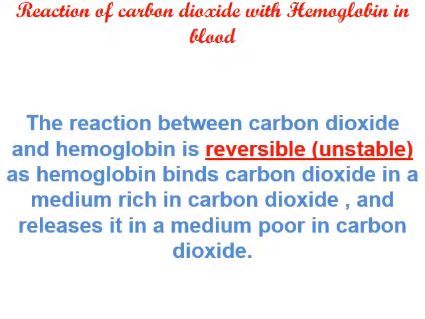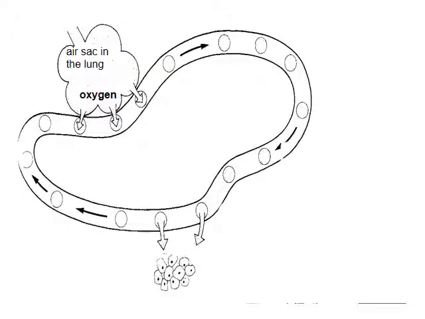So, as we said, the reaction is reversible, meaning that it's unstable, where hemoglobin binds carbon dioxide in a medium that's rich in carbon dioxide and releases it in a medium that's poor in carbon dioxide.